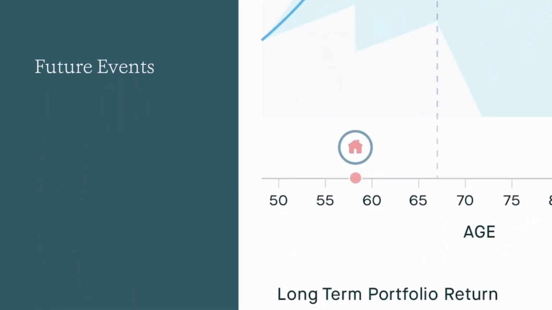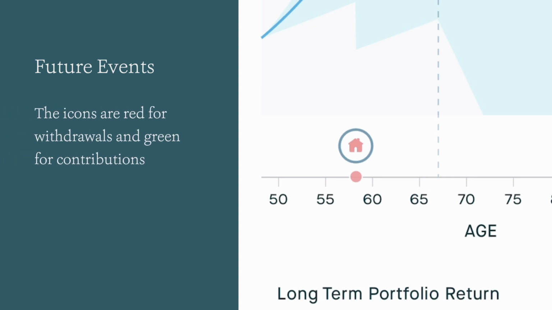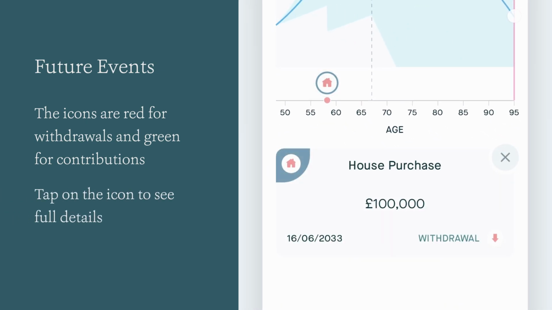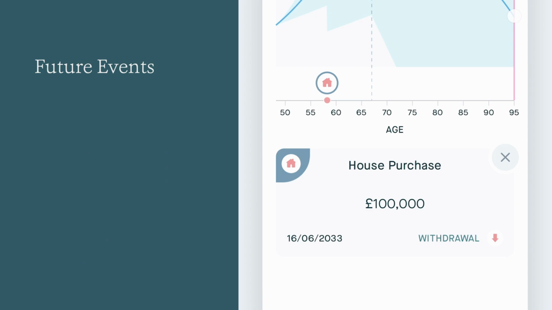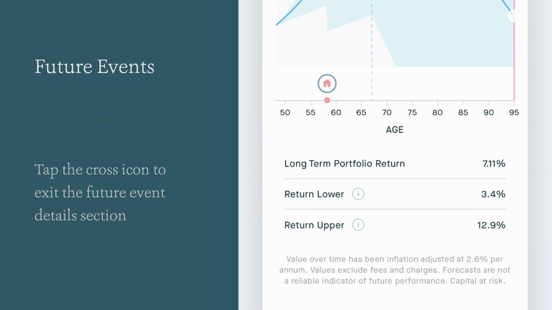Above the timeline, you will see your future events depicted. The small dots are red for withdrawals and green for contributions. Tap on the icon to see full details. Here is the house purchase which we added earlier. Tap the cross icon to exit the future event details section.